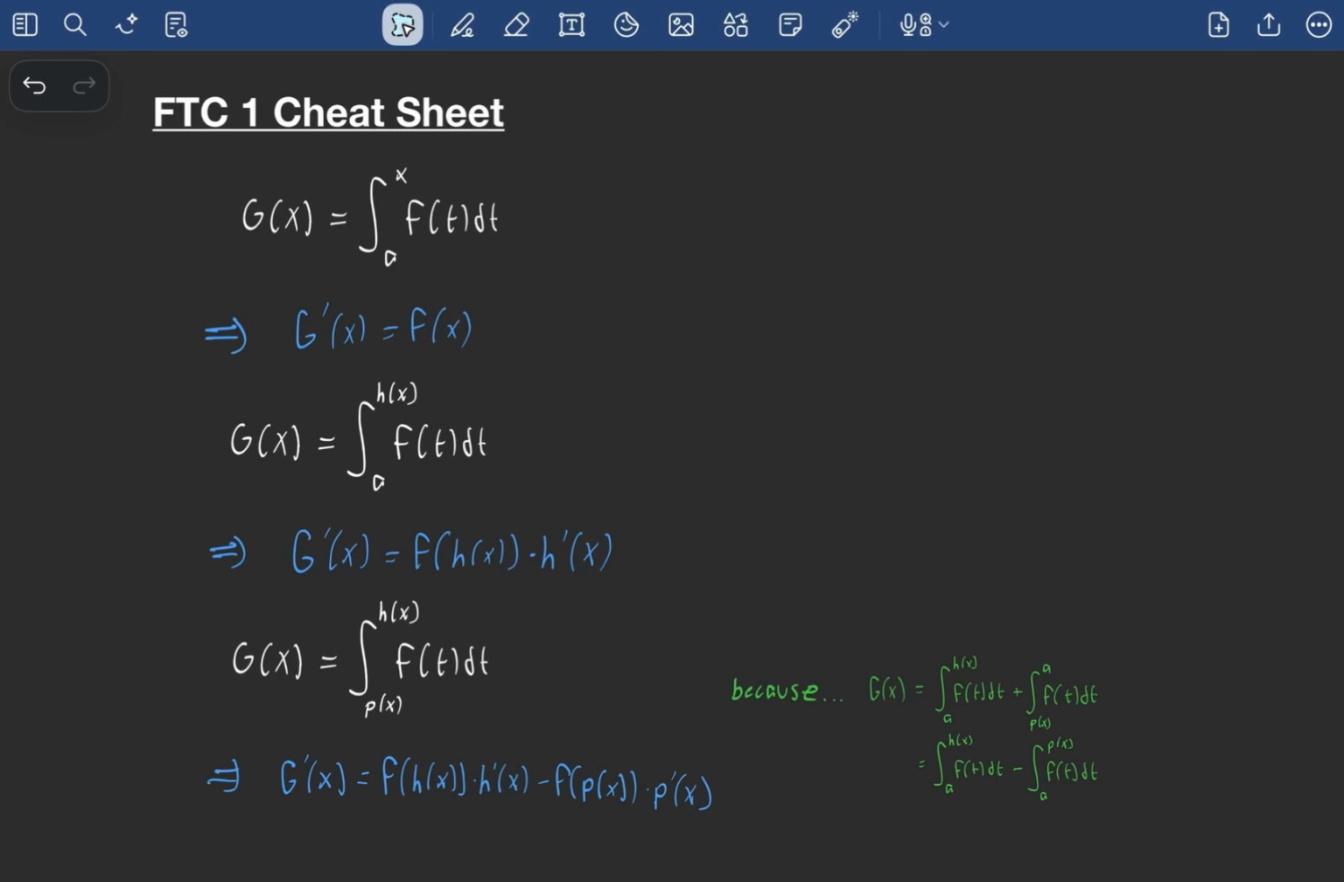And you end up with g prime of x is equal to f of h of x times the derivative of h, minus f of p of x times the derivative of p.